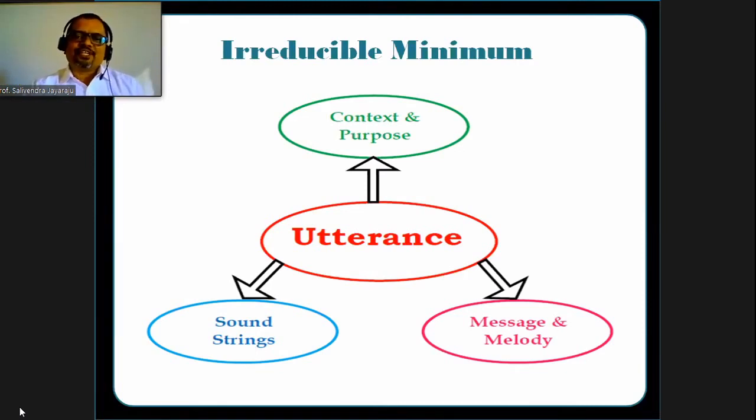Grammar related to utterance: context and purpose, sound strings and syllables, message and melody. Your mind is capable of processing this. But allow your ear and your mind to process each and every utterance that you come across. That happens if and only if you're self-motivated to learn the language in its accent.